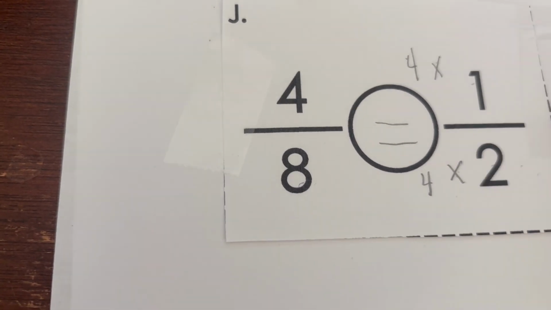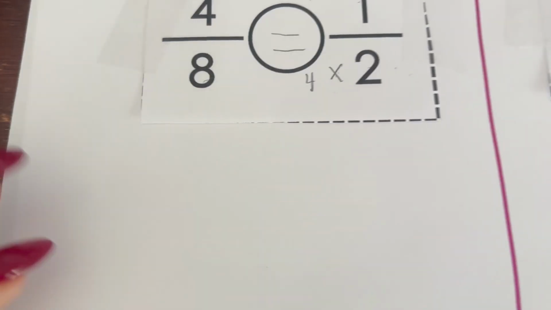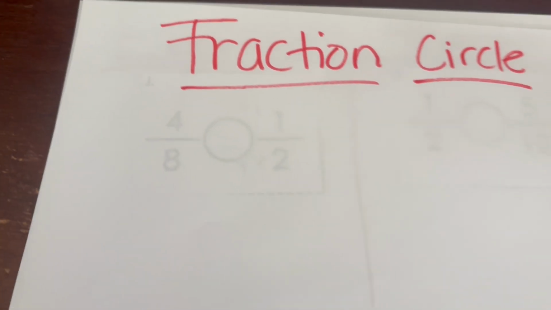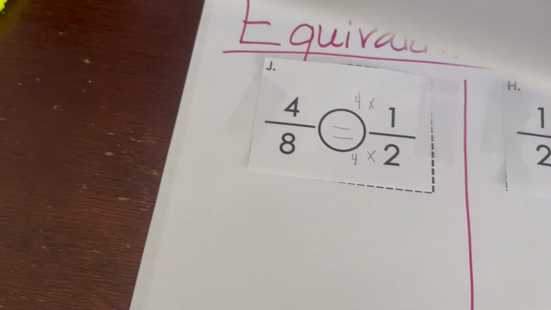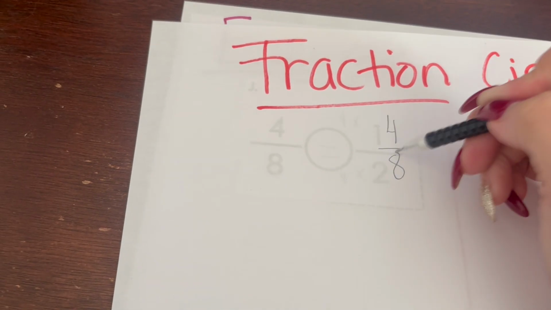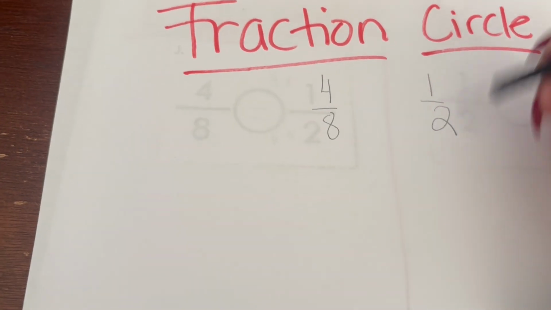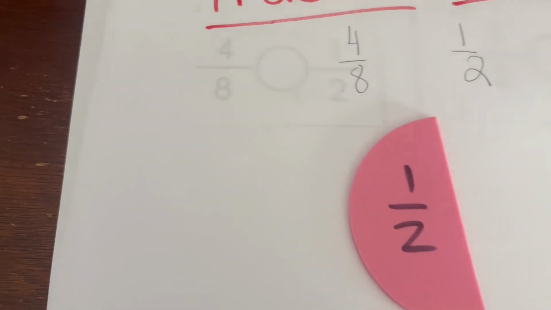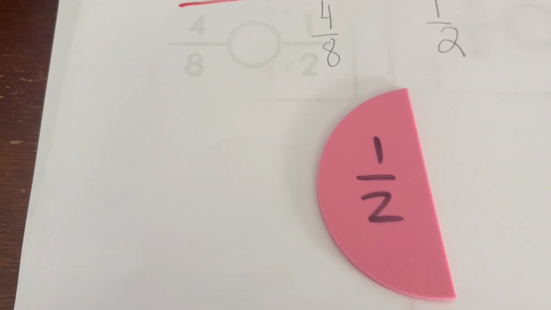Now, to justify my response, I can use models to justify that it is correct. One way is to use a fraction circle. So 4/8 and 1/2. I'm going to put 1/2 here, here's 1/2. And then 4/8, let's get 4/8 over here.